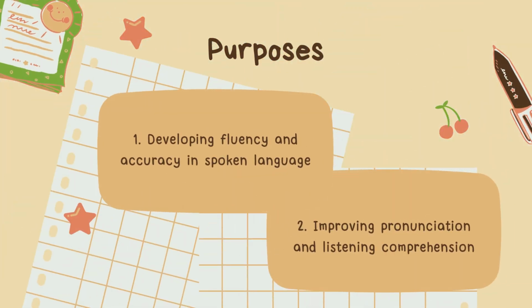The audiolingual method has two purposes in language learning. The first one is developing fluency and accuracy in spoken language. This is the primary focus. Through repetition and drills, students develop automatic responses to spoken prompts and practice using grammatical structures correctly. And the second one is improving pronunciation and listening comprehension. By constantly hearing and mimicking native speakers, students train their ears to understand spoken language and refine their own pronunciation.